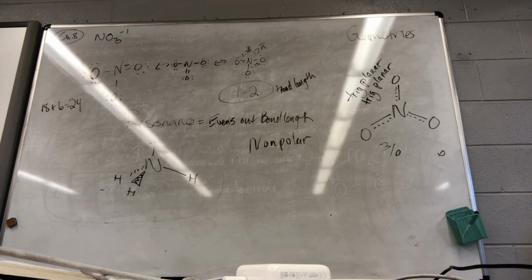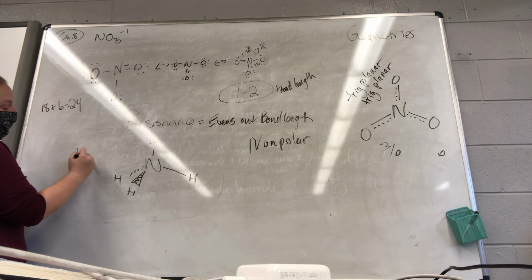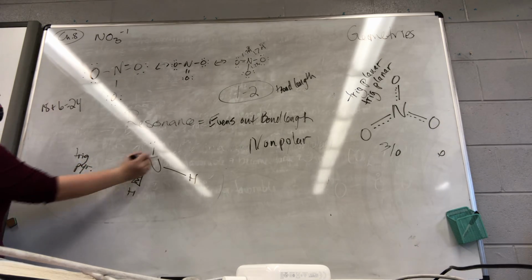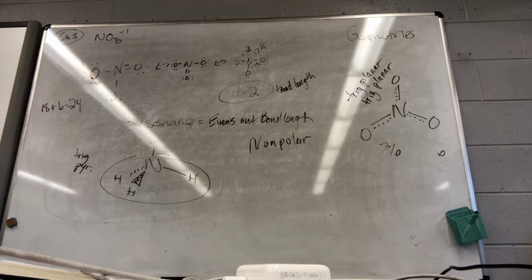Wait, what is that one called then? That's pyramidal, trigonal pyramidal. Because it's in the shape of a pyramid. You see the bottom part is the pyramid? Yeah, I know. I can see the picture of the 3D molecule. I just forgot the name.